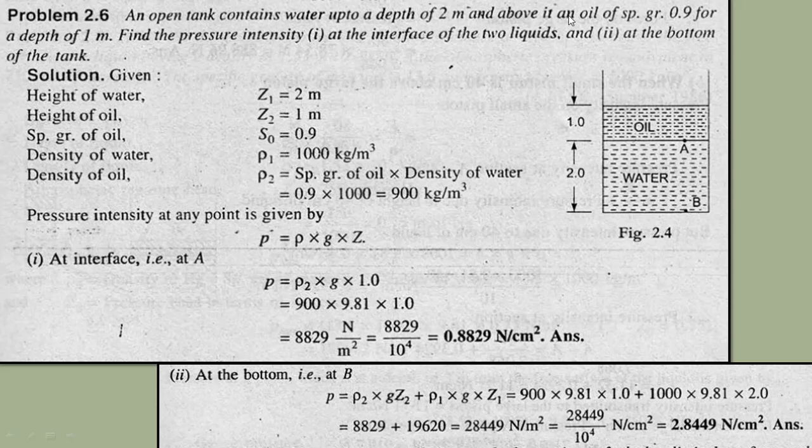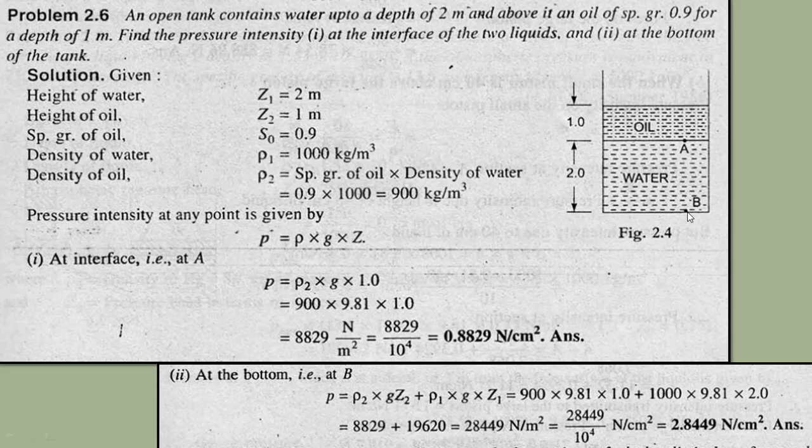So here, an open tank contains water up to a depth of 2 meter and above it an oil. Up to 2 meter depth it is water and above that is oil, 1 meter, of specific gravity 0.9 for a depth of 1 meter. Find the pressure intensity at the interface of the two liquids and at the bottom of the tank. Pressure intensity at point A and at point B we need to find.